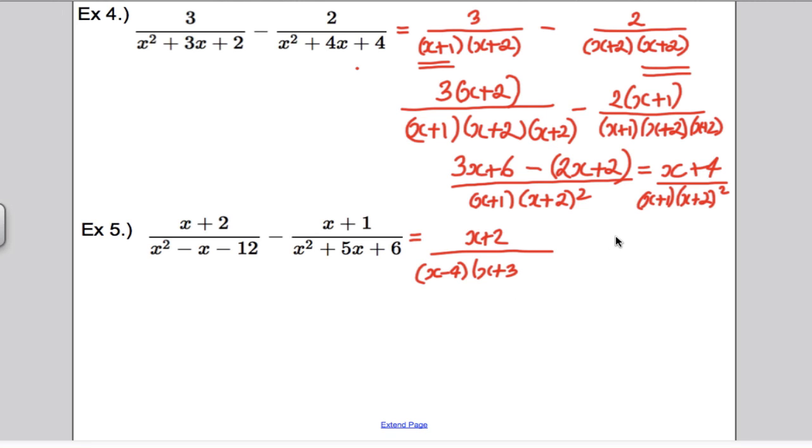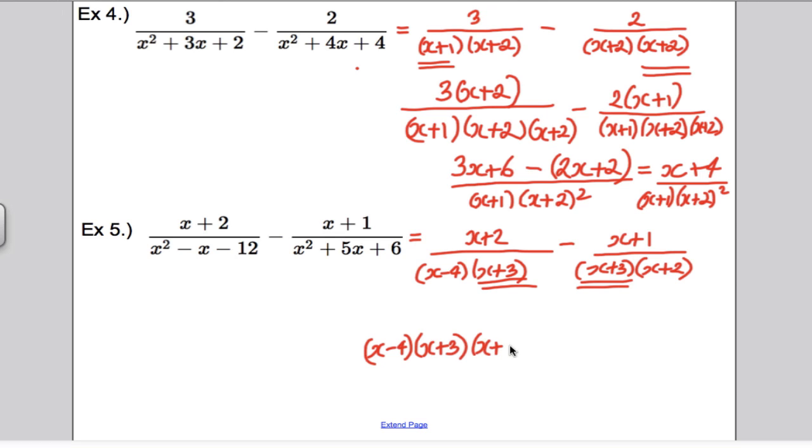This here would be, you've got your x plus 1 on top, and on the bottom you would have x plus 3, x plus 2. Okay, you need a lowest common multiple for the bottom. Well, they've both got an x plus 3 in it, so x plus 3 has to be in there. And this one's got an x minus 4 and that one's got an x plus 2. So the lowest common multiple would be x minus 4, x plus 3, x plus 2.